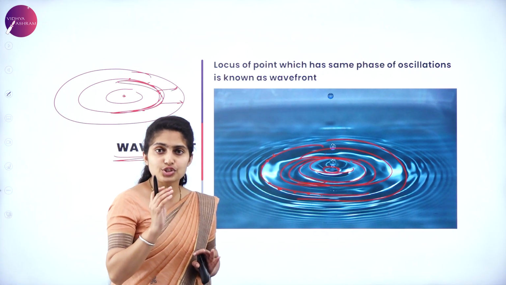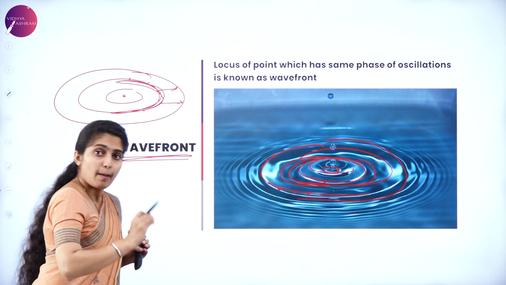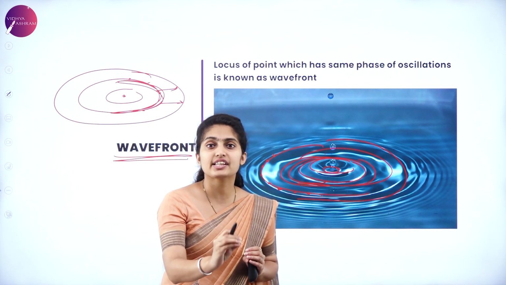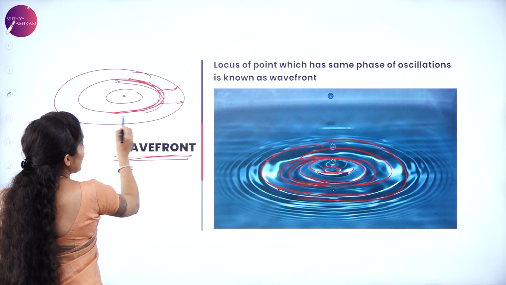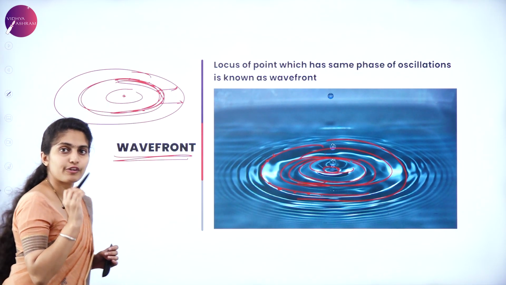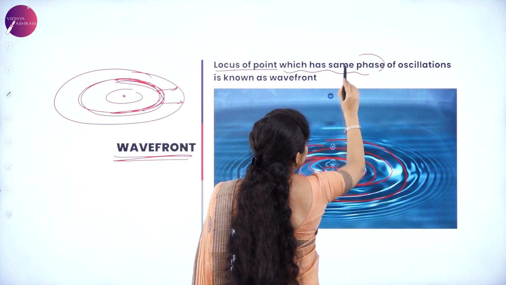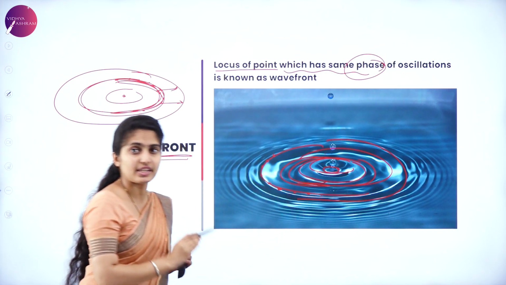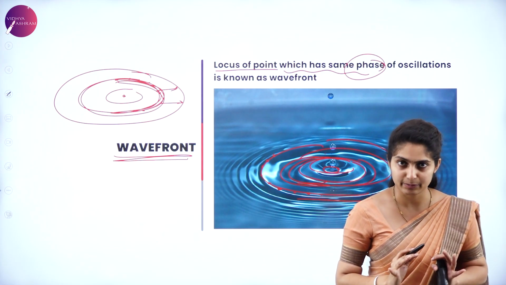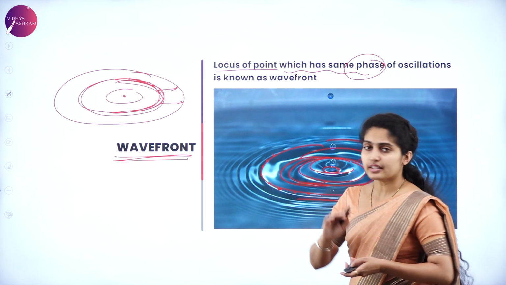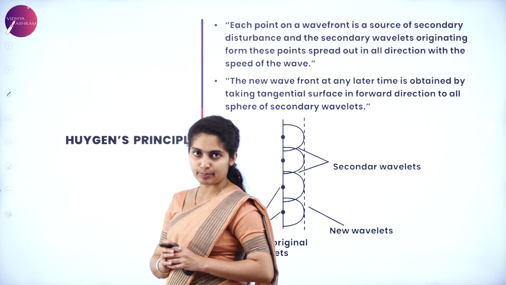Understood? Such a locus, these points possessing the same phase, is known as wave front. The locus of points having the same phase of oscillation is known as wave front, is the concept you study here. Understood? So, having this concept, let us move further, that is Huygens' Principle.